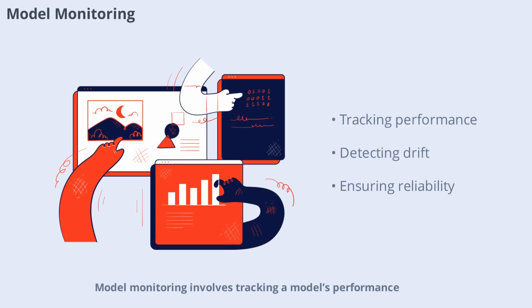Model monitoring involves tracking a model's performance over time to detect issues like concept drift, data quality problems, or declining accuracy. Continuous monitoring is essential for maintaining model effectiveness as data and environments change. By setting up alerts and regular evaluations, you can ensure that your models remain reliable and up-to-date.